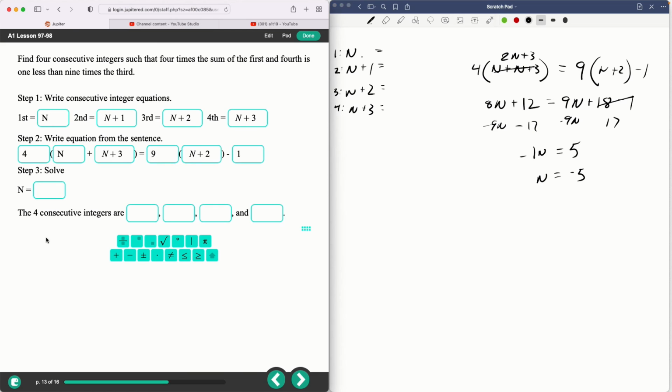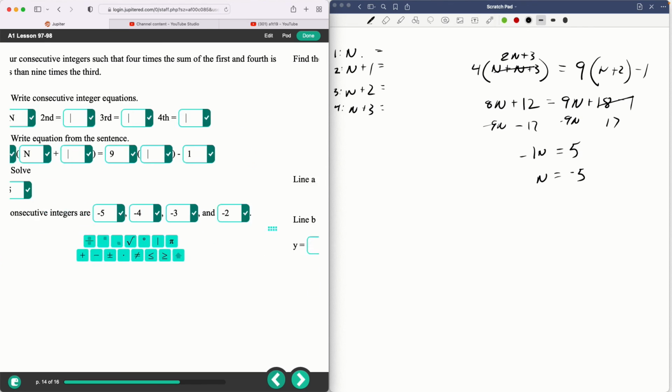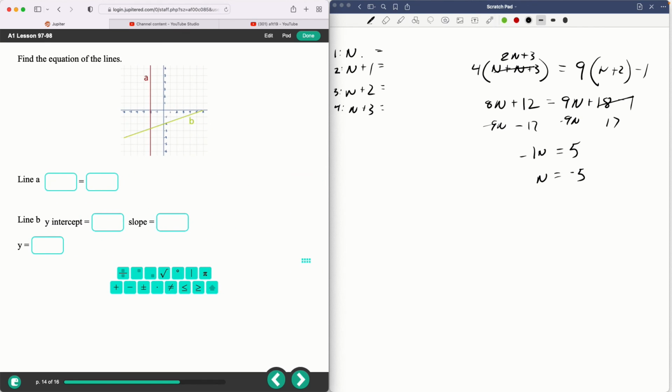Divide both sides by negative 1, n is equal to negative 5. That means my 4 consecutive integers are negative 5, negative 4, negative 3, and negative 2. We'll check it. 100%. Next one. Clear the page.